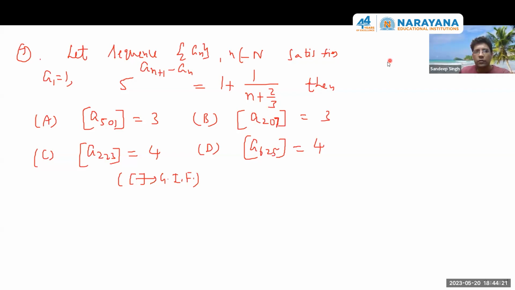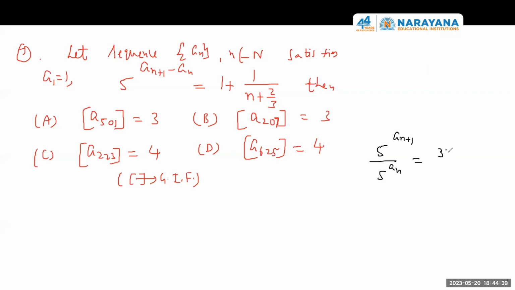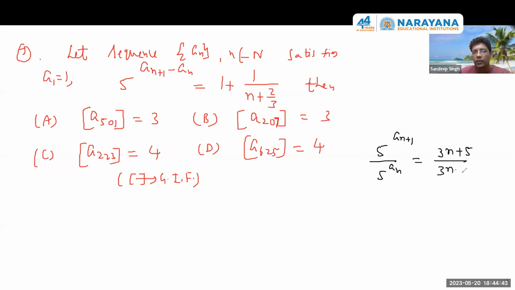So I can simply find this. 5 power an plus 1 upon 5 power an, what will this become? Tell me. This is how much? 3n plus 5 divided by 3n plus 2. Correct. So this is basically a telescopic ratio. Yes, Siddharth, ABD is correct.